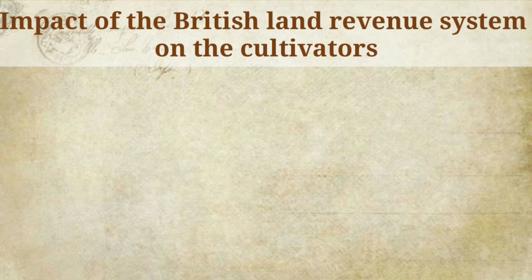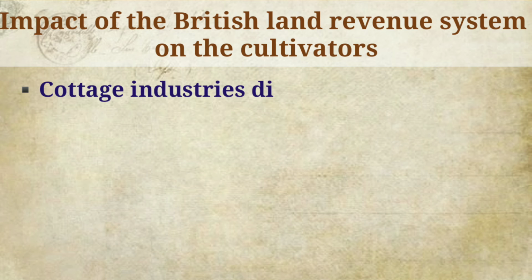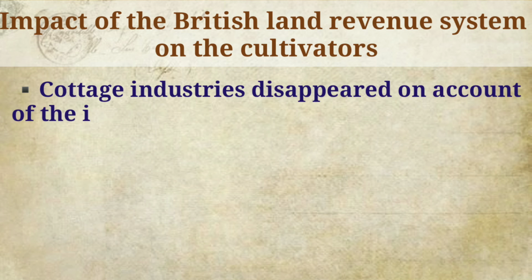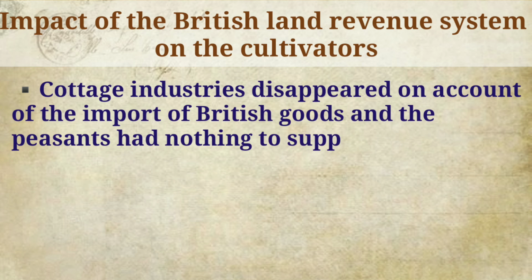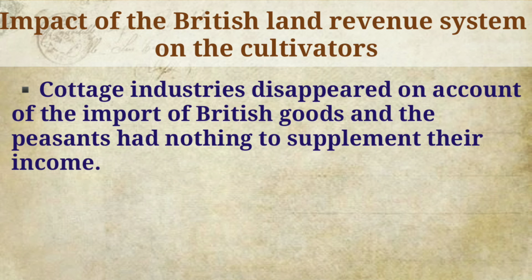Is it clear? Next, cottage industries disappeared on account of the import of British goods, and the peasants had nothing to supplement their income. Children, cottage industries or small-scale industries were what the peasants depended on for their income when they were not able to do agriculture. But because of the import of British goods, these cottage industries disappeared, and as a result, the peasants were left with nothing for their income.